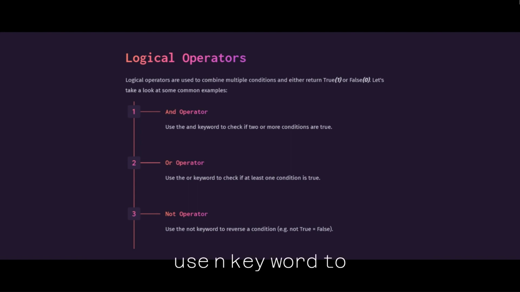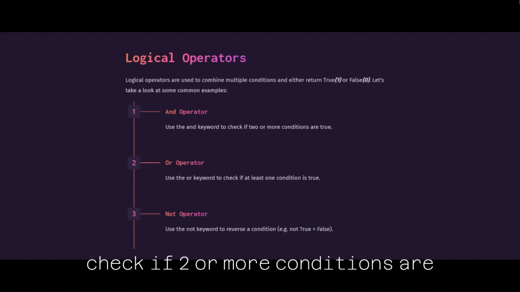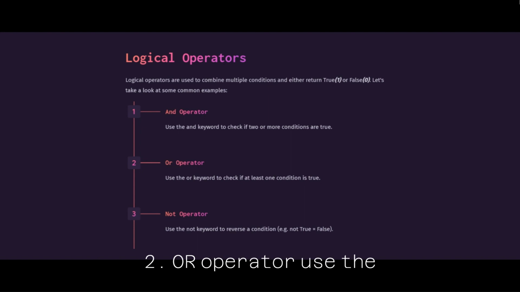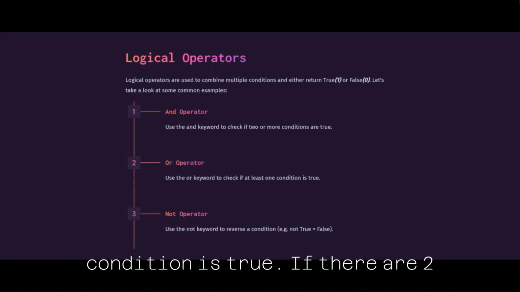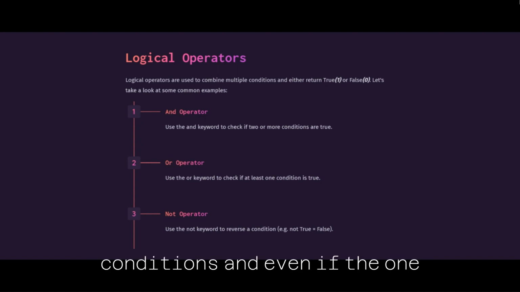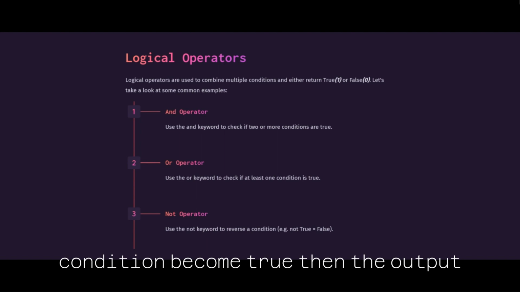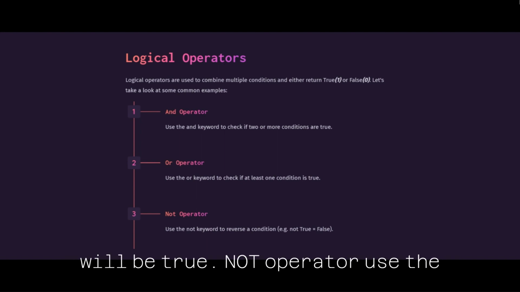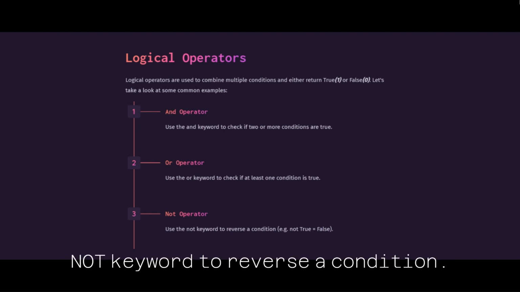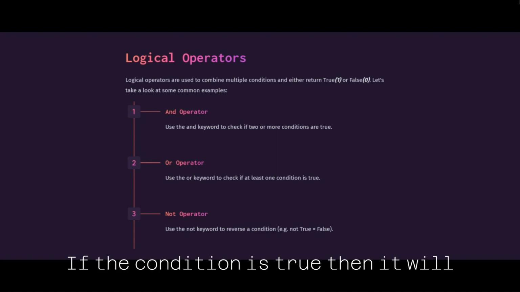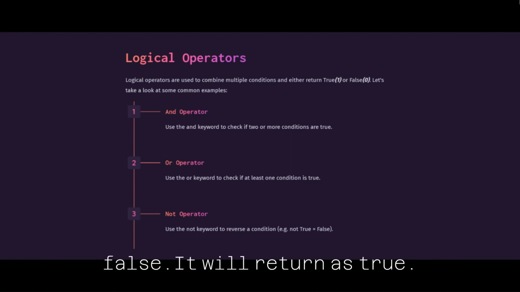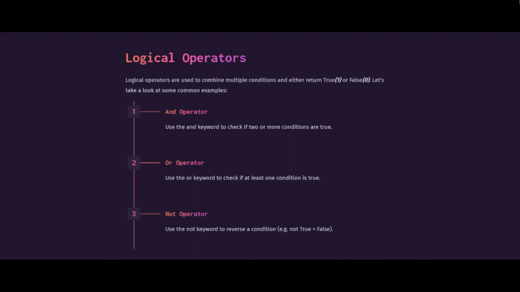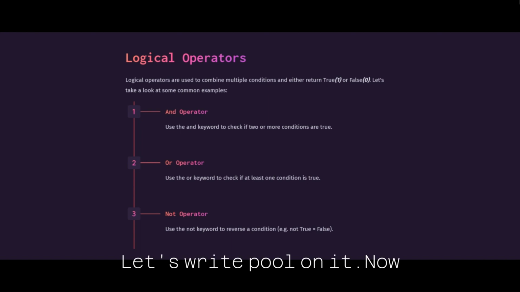The AND operator uses the AND keyword to check if two or more conditions are true. The OR operator uses the OR keyword to check if at least one condition is true. If there are two conditions and even one condition is true, then the output will be true. The NOT operator uses the NOT keyword to reverse a condition. If the condition is true, then it will return false, and if the condition is false, it will return true. Let's write code on it.